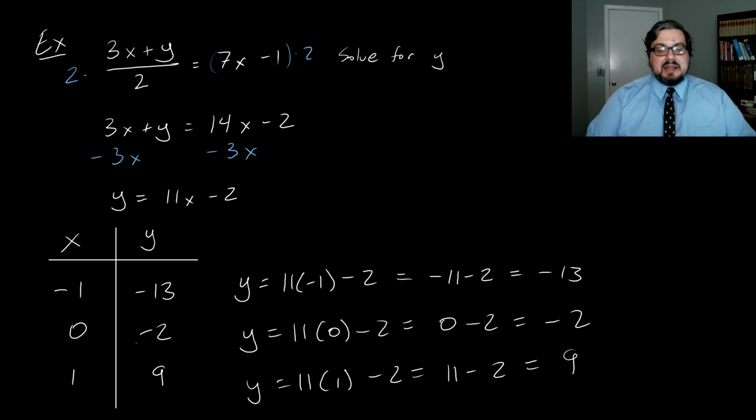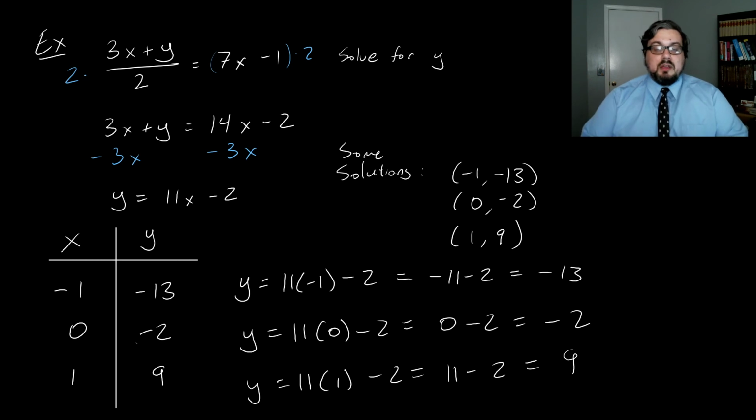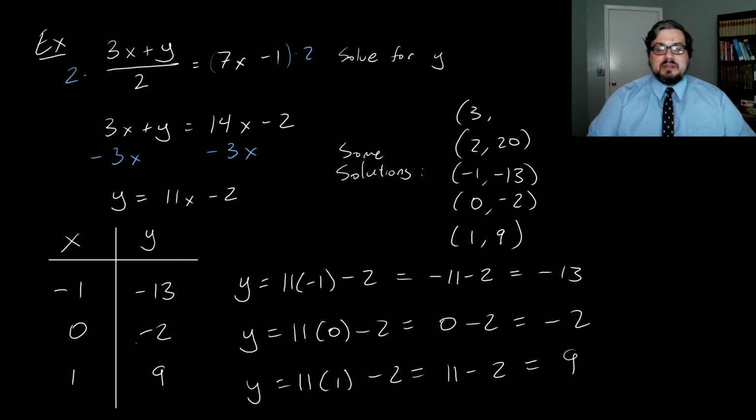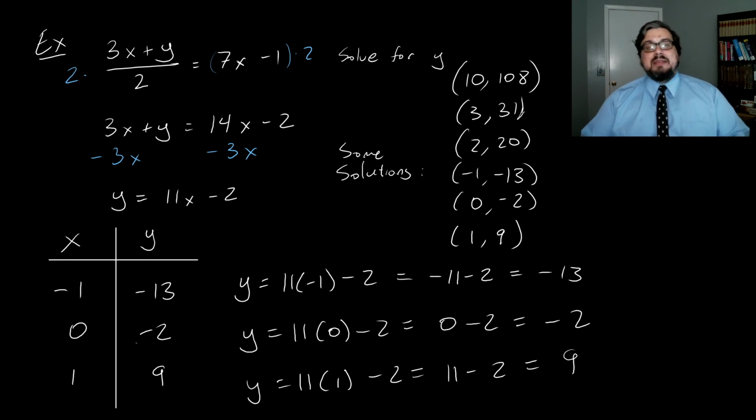So this means that some solutions to this equation are (-1, -13), (0, -2), and (1, 9). These are all solutions to this equation, but of course we can get a whole bunch more. We could get (2, 20). We could get (3, 31). We could, if we wanted to, get (10, 108). There are many, many solutions.